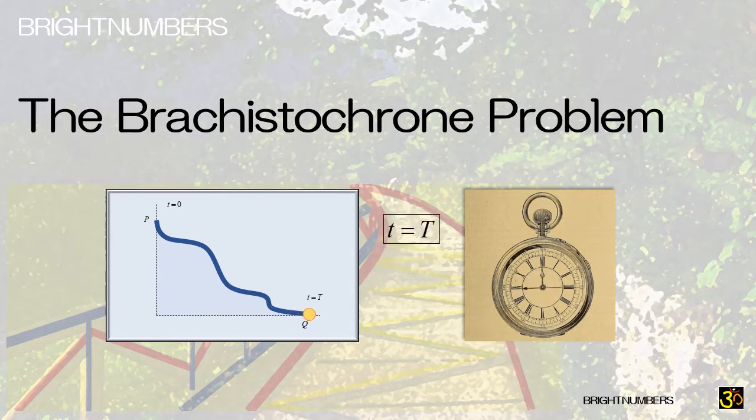A natural question to ask is, how should we design the track, in order to minimize the travel time for the bead? In other words, we want to find a curve that is Brachistochrone, which is Greek for shortest time. Obviously, the curve shown here is a random example and not the solution.